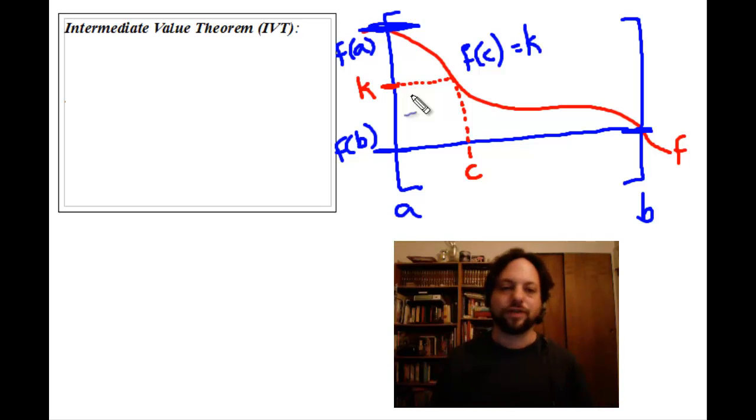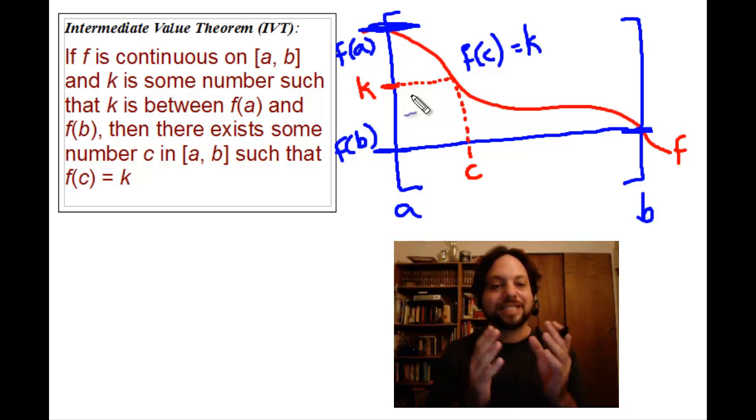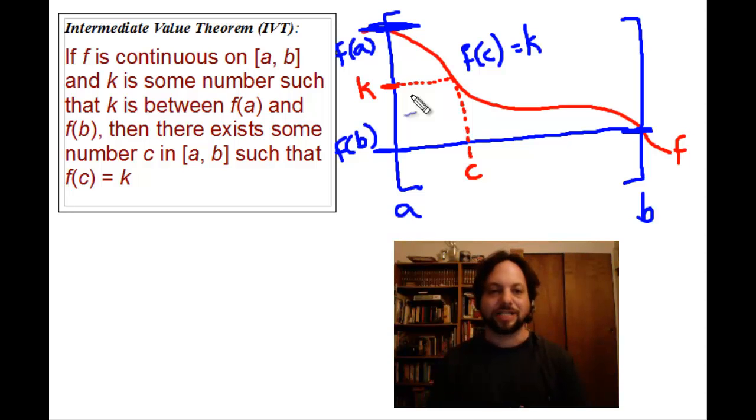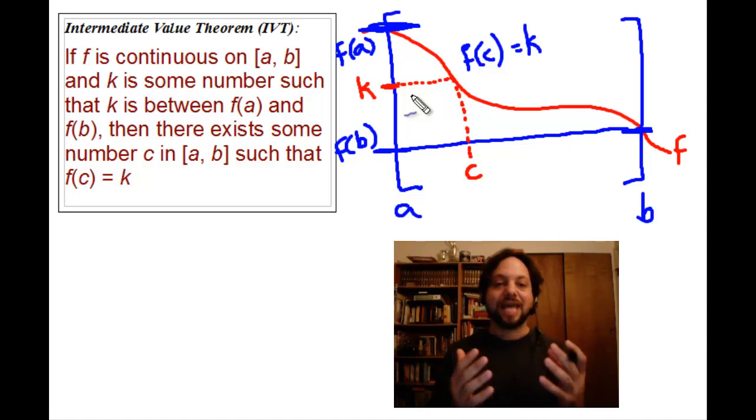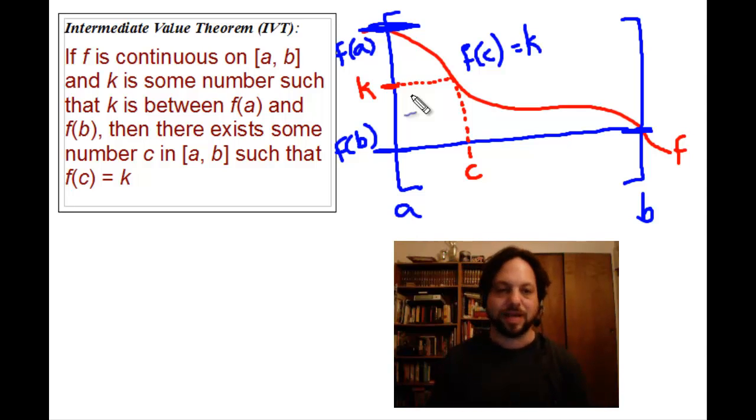It's a little confusing, but hopefully this picture helps. Let me go ahead and throw up some text for you that you can copy down. You may need to pause the video, but notice it says that if f is continuous on a to b, that's very important, that condition must be met. And it tells us that k must be some value between f of a and f of b. That condition must be met. And if both of those conditions are met, then there does exist some number c such that f of c equals k. It's a beautiful theorem. It's simple. Let's take a look at a couple examples where you would actually use this.